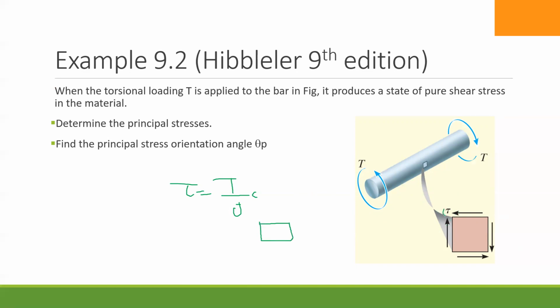We have pure torsion tau like this. Okay, so what we need from this question is to determine the principal stresses. There are no normal stresses, but in some orientation we have the maximum value of normal stresses. They're asking for sigma 1 and sigma 2. Also, find the principal stress orientation angle, in other words, theta p is needed.